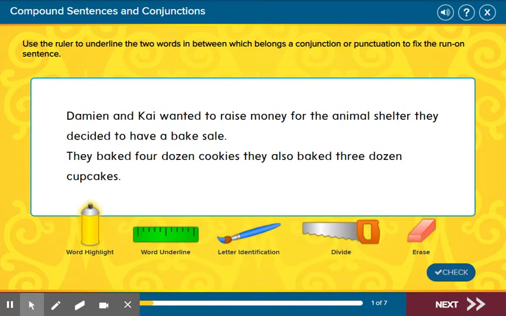Hey guys and girls, Mr. Rec. We want to talk about our grammar skill this week. It's compound sentences and conjunctions.